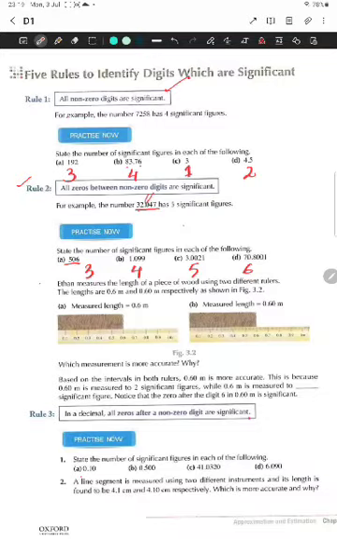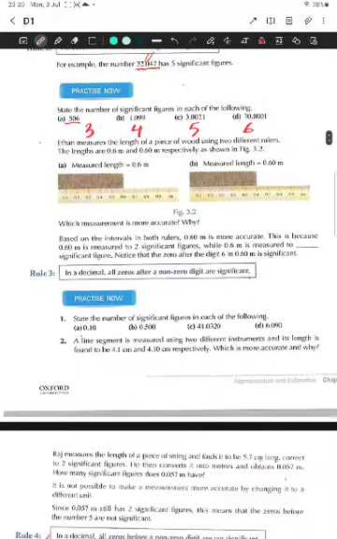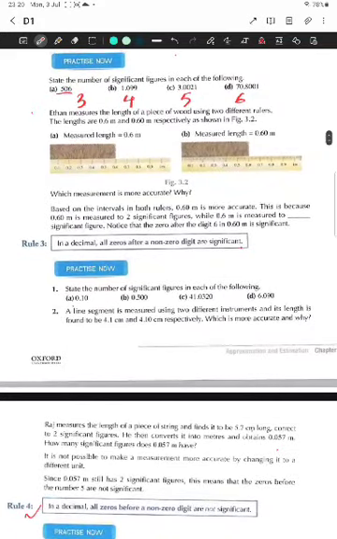The next one, rule number 3. Before going to rule number 3, we will see this example. Over here, the measured length is 0.6 meter and the measured length over here is 0.60 meter. Is there any difference or not? According to significant figures, there is a major difference. Let us see rule number 3, which will clearly explain this example.